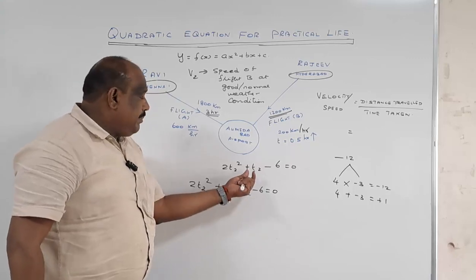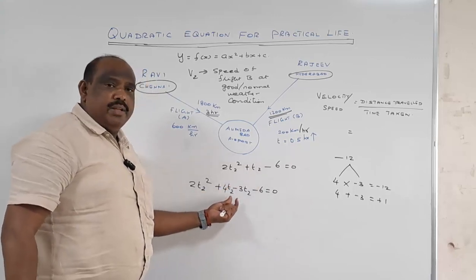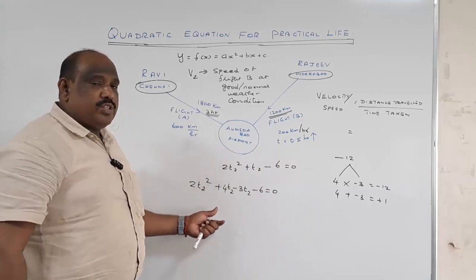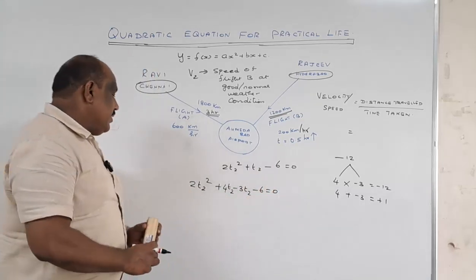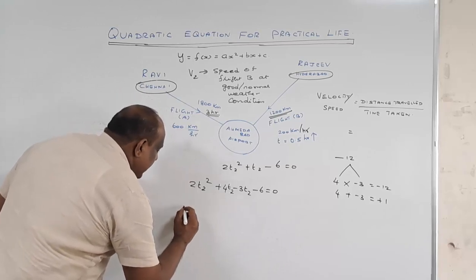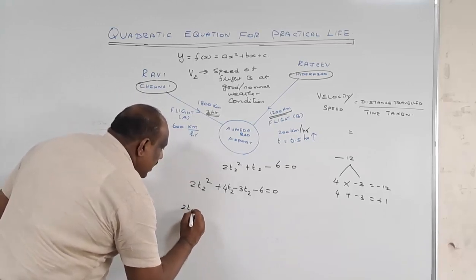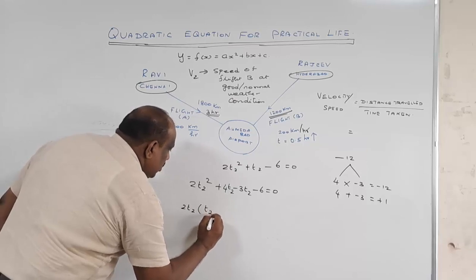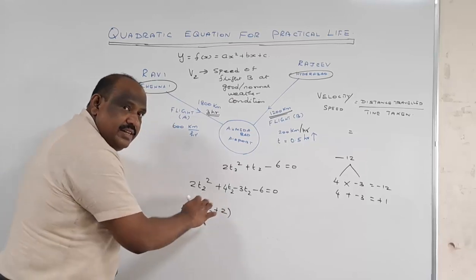Plus T2. The same T2, but I have written it as what? 4T2 minus 3T2. Please refer to my earlier videos on how to solve this quadratic equation. Now, out of these two equations, for the first two terms I can take 2T2 as my common term. So it becomes T2 plus 2, isn't it?